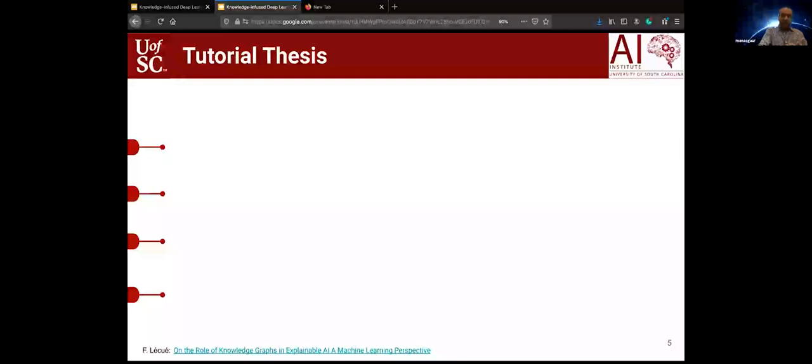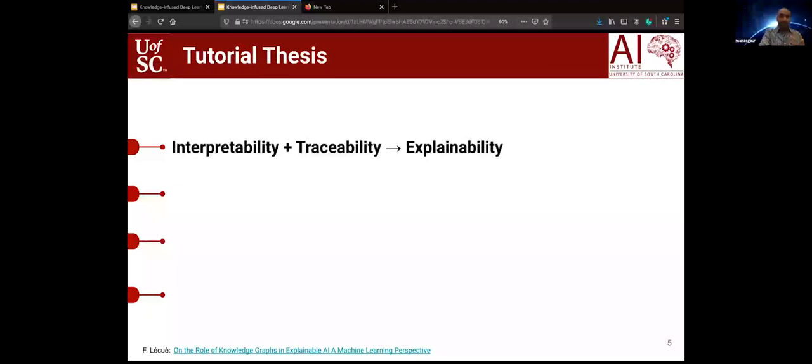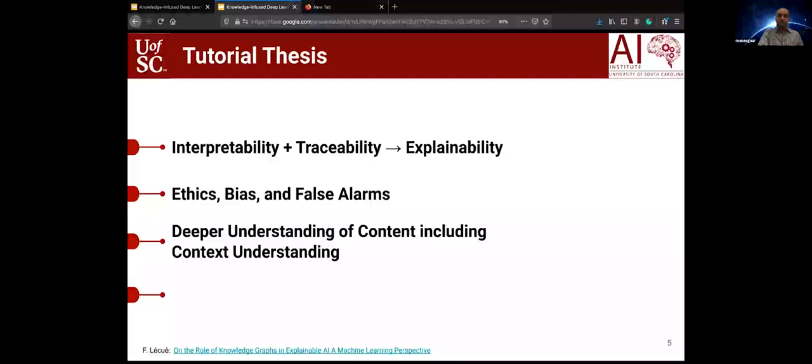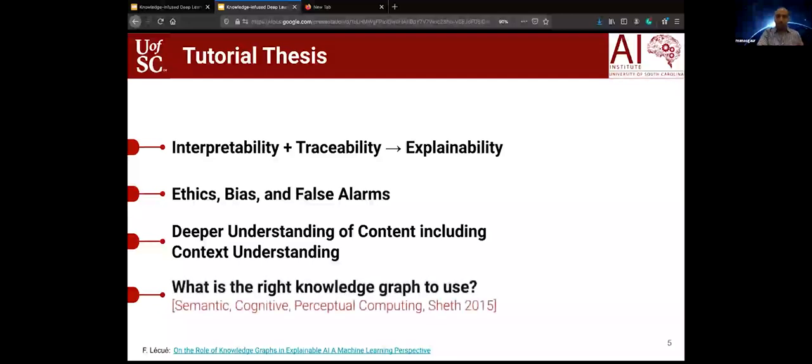So these questions actually form the concrete takeaways for this tutorial. The first part is we will be talking about, in our examples and through theoretical guarantees, that interpretability and traceability are the key components for explainability in a machine learning or deep learning paradigm. We will be talking about some of the ethics, biases, and false alarms, which can be resolved by the use of knowledge graphs, and how we can gather deeper understanding of the content, including context understanding in particular domains where you need the context so that the system can be generalized to different domains. And in all this together, the major question is, what is the right knowledge graph to use?